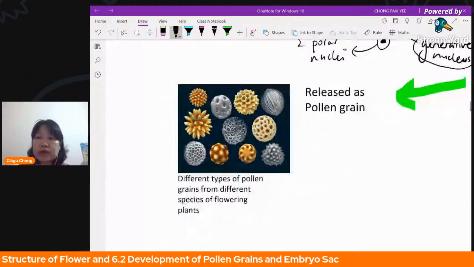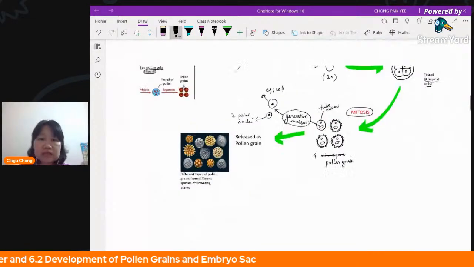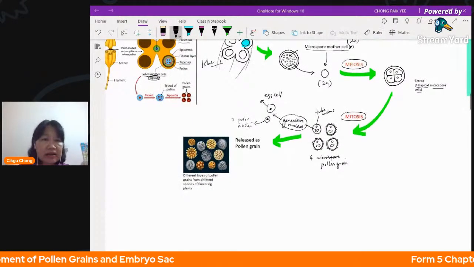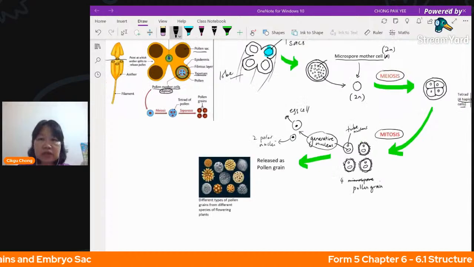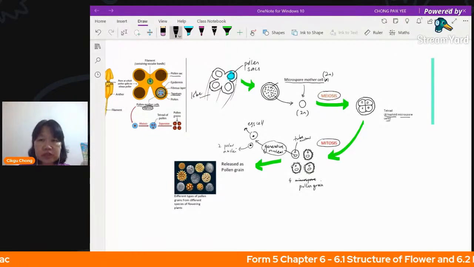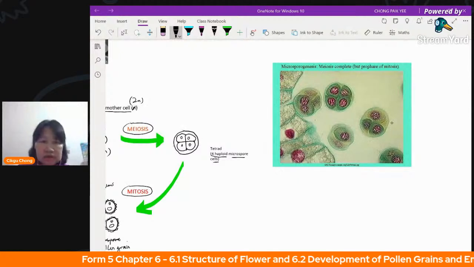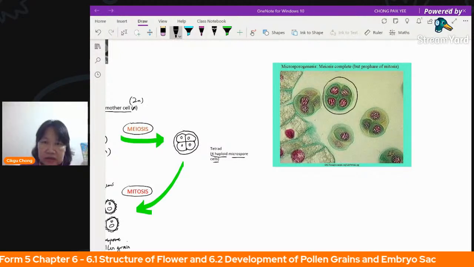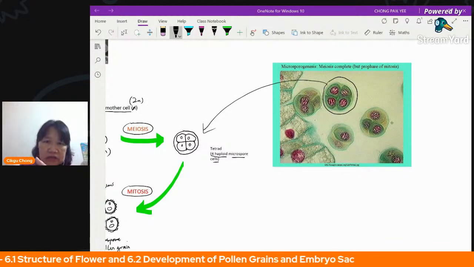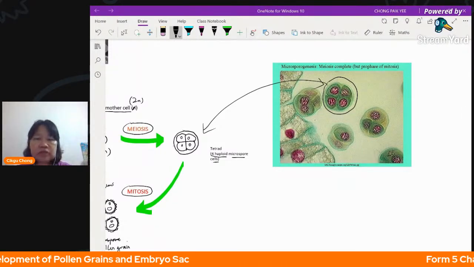Okay, so we're done with the male part. The part is considerably easier, right? So here you just need to have an overall picture. Okay, let's look at this one. This is a picture of your tetrad. Each one is going to form a pollen grain.